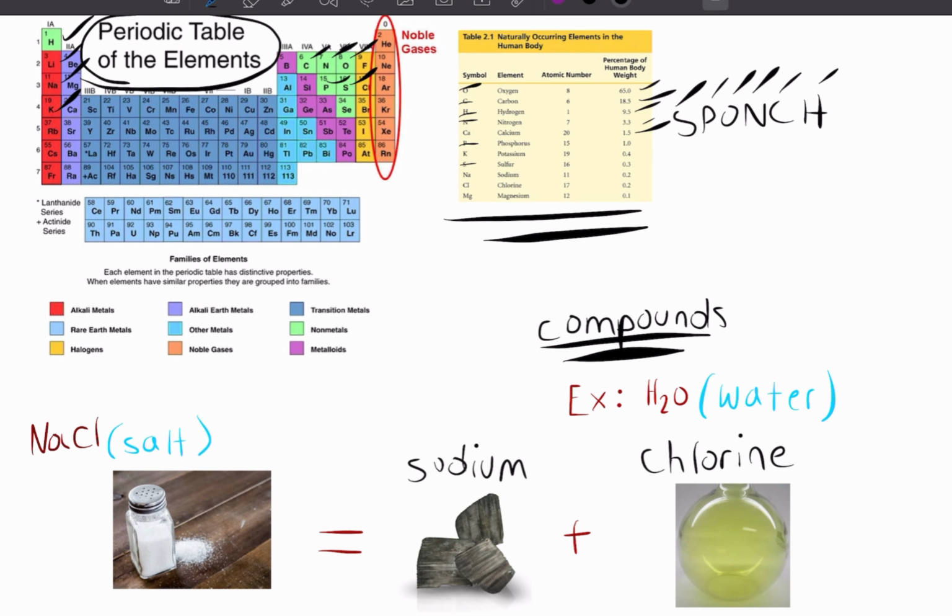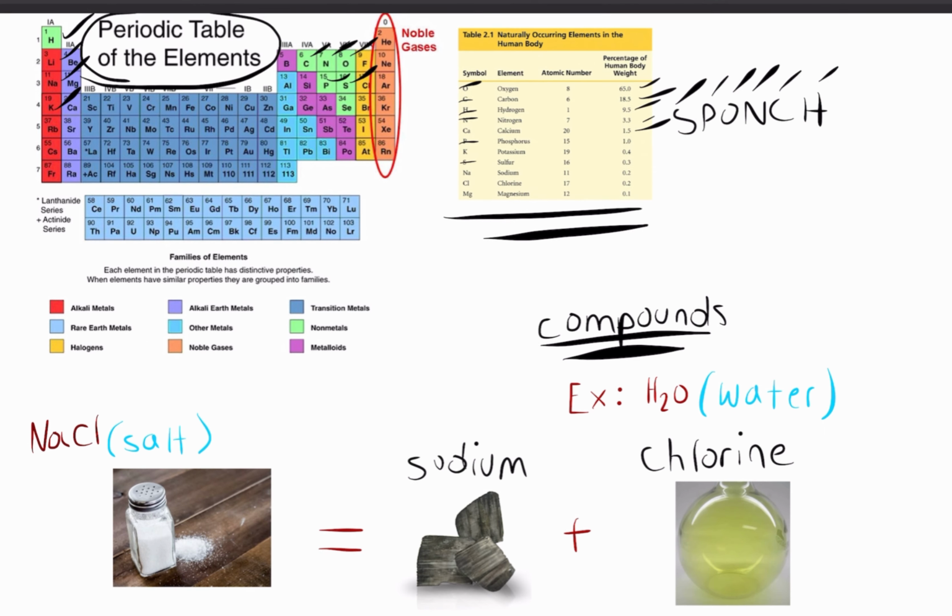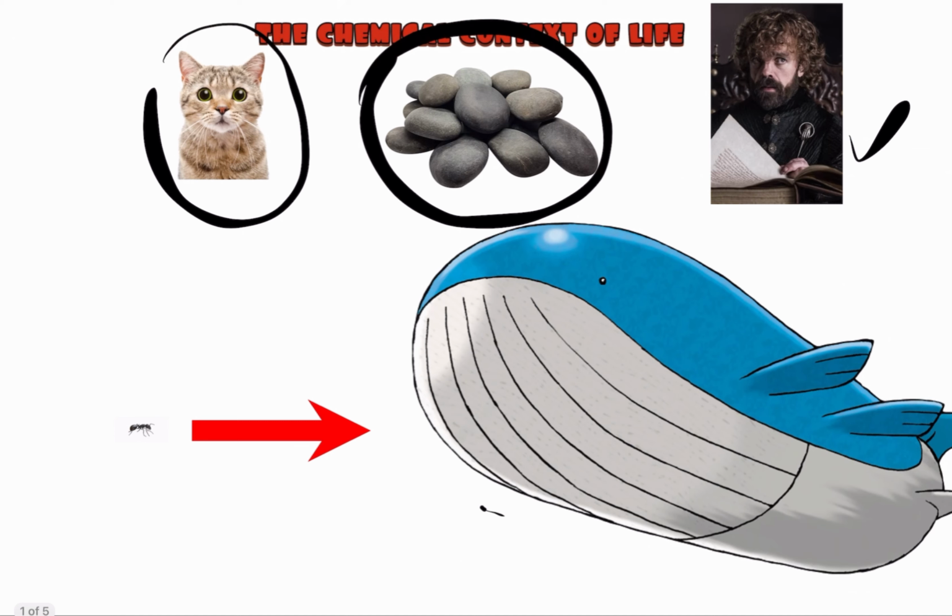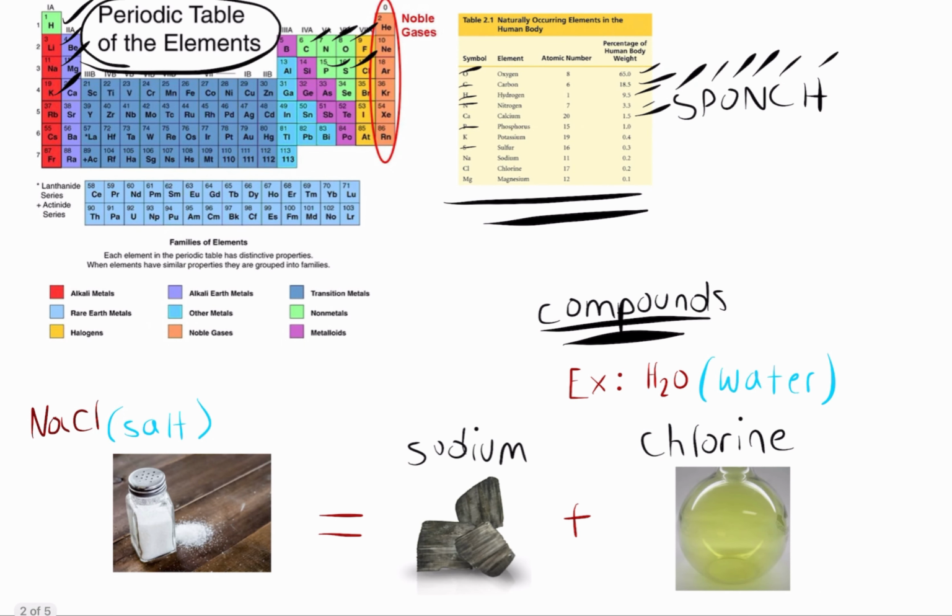So let's go back a bit. So again, we have all these guys here. We have the kitty, we have the rocks, we have Tyrion, the small ant, and this huge Pokemon whale lord, which for our sake is a whale. They are all made up of matter because they take up space. And then matter is made up of something called elements. Some examples are sulfur, phosphorus, oxygen, nitrogen, carbon, and hydrogen, right?